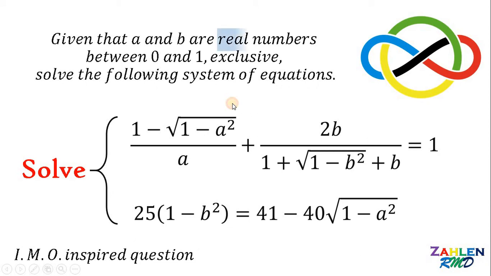Given that a and b are real numbers between 0 and 1 exclusive, solve the following system of equations. We have (1 minus square root of 1 minus a squared) all over a, plus 2b all over (1 plus square root of 1 minus b squared) plus b equals 1, and 25 multiplied by the quantity (1 minus b squared) equals 41 minus 40 multiplied by (1 minus a squared).